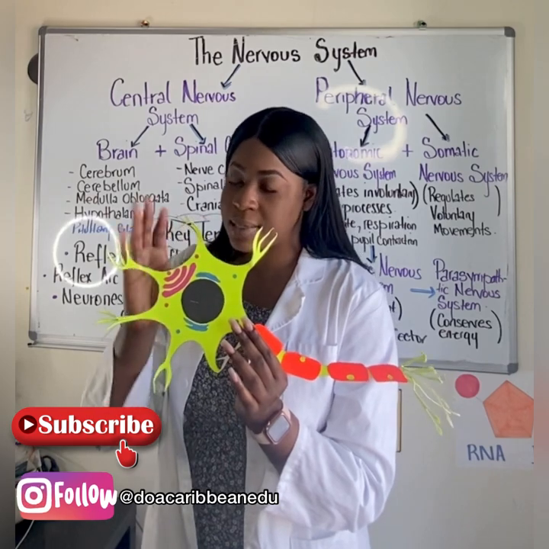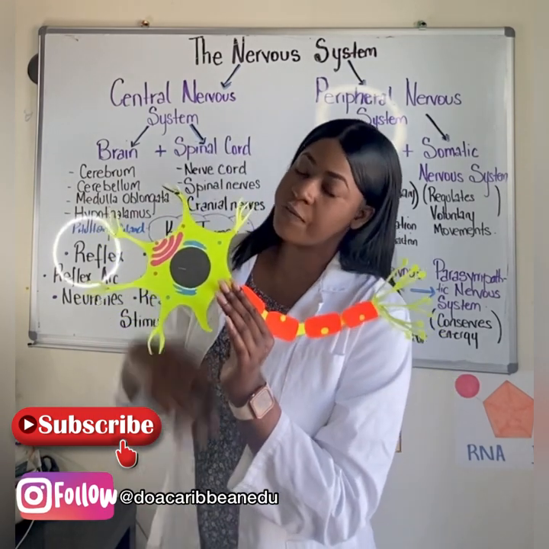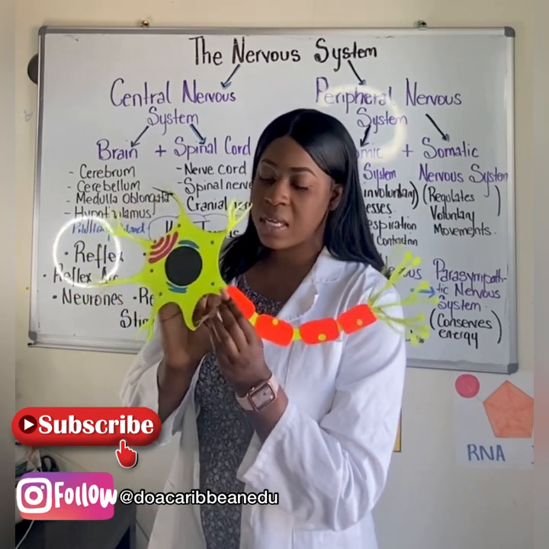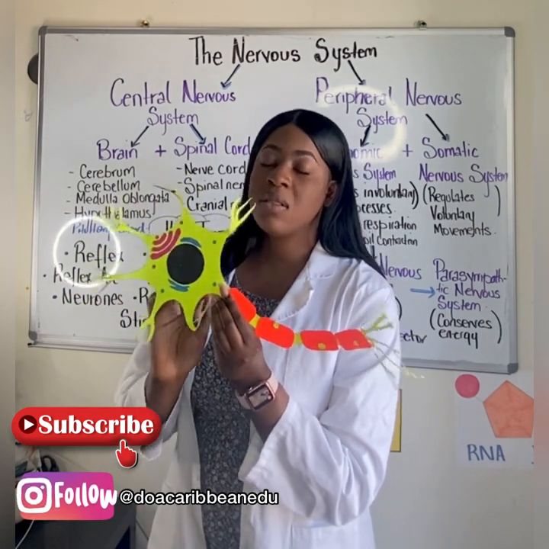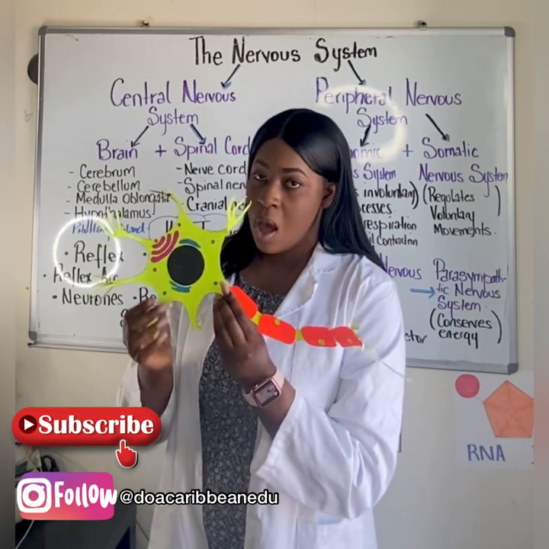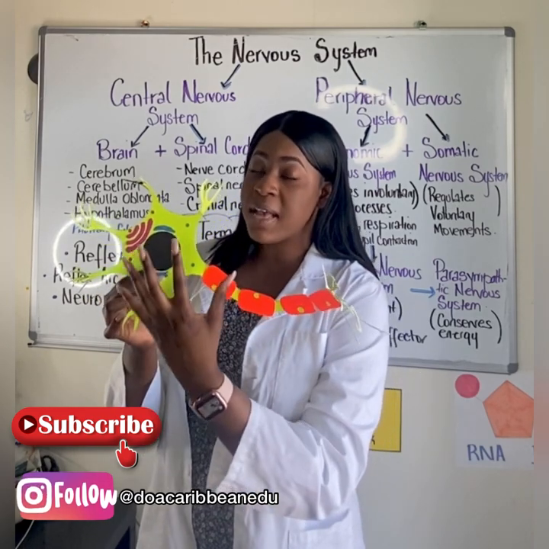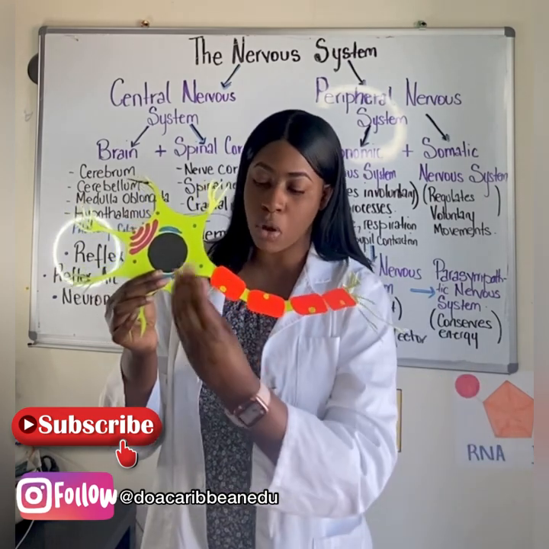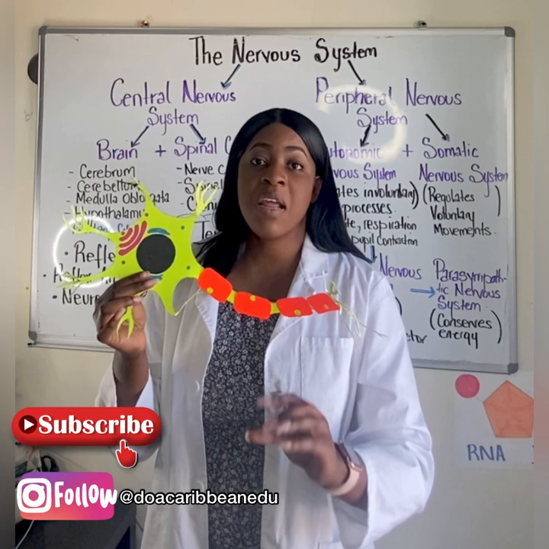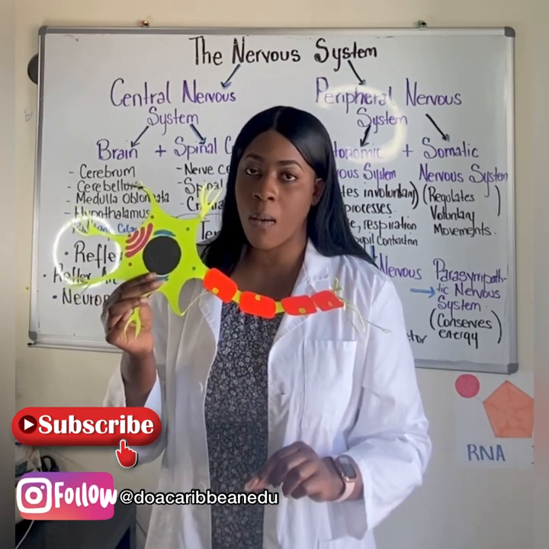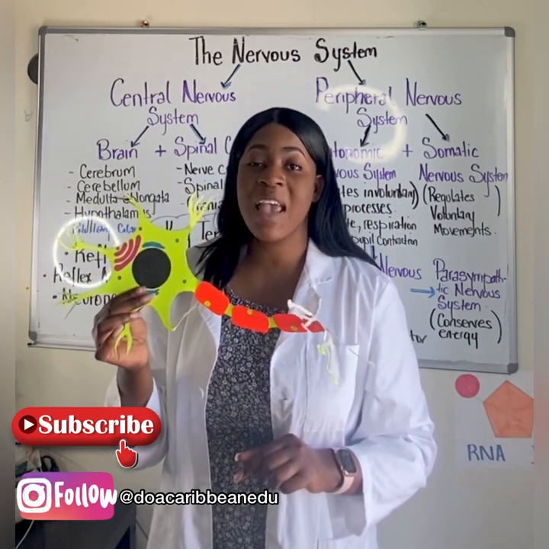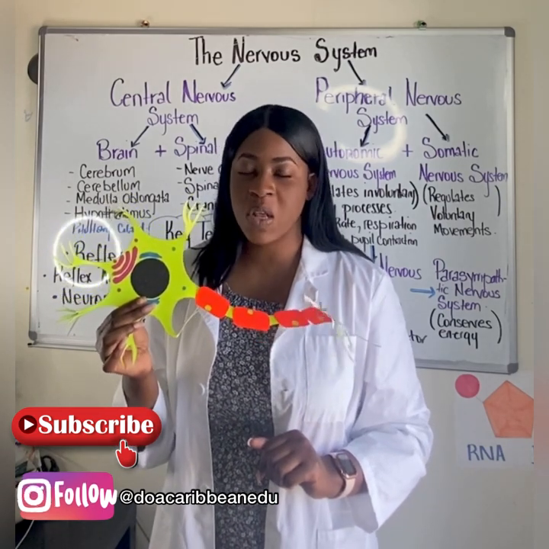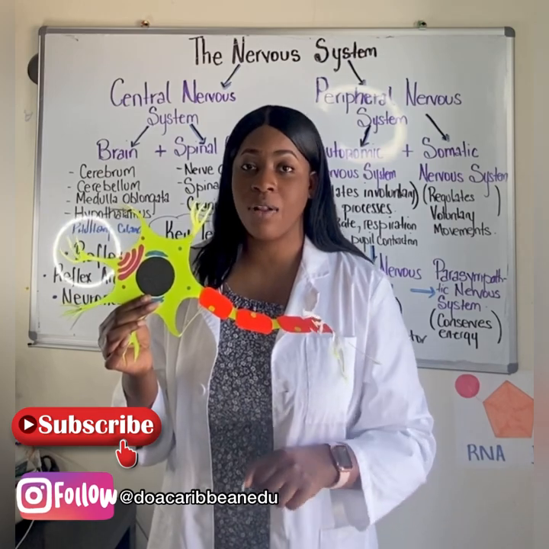These dendrites receive information from the external environment and channel it down to this area right here called the axon hillock. Now, in order for the message or the information to be passed down this long structure called the axon, an important process has to occur. This process is called the action potential. And for the CAPE students, we'll talk about this process in our final video.